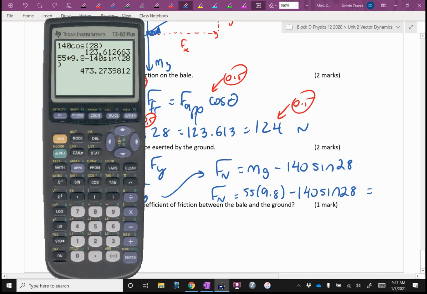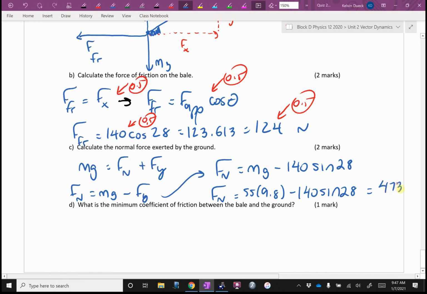473.273. I'll carry some extra sig figs and then I'll round off. 473.274. So 473 newtons. How many of you got that? I'm impressed. This is tough.